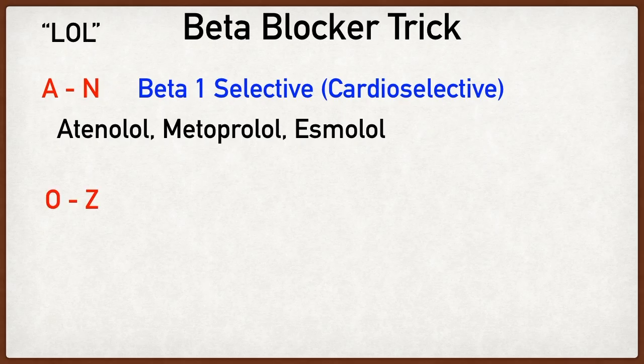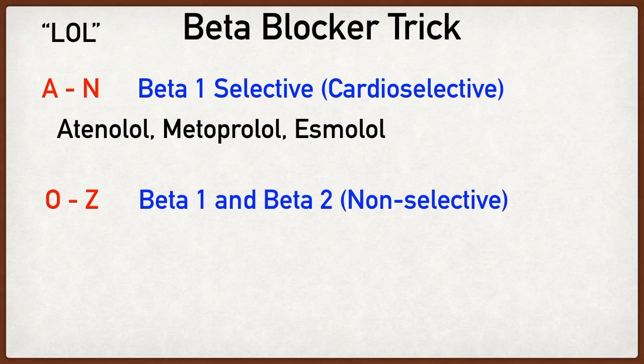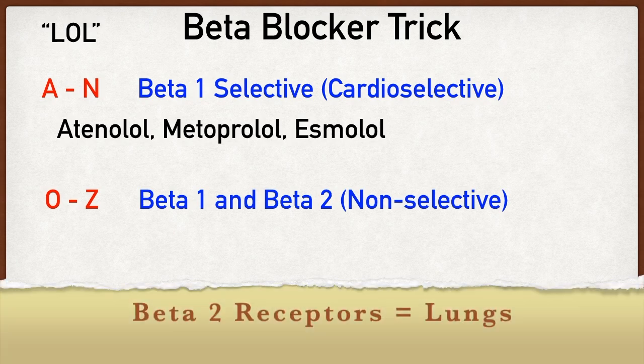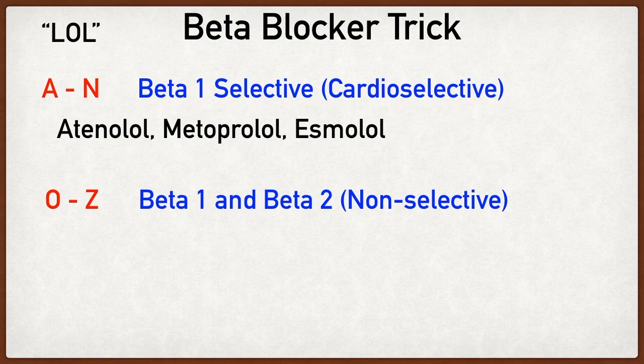Then we get to the beta blockers that start with the letters O through Z. Generally speaking, if a beta blocker begins with one of these letters, it's going to be non-selective for beta 1 and beta 2. And remember that one of the locations for beta 2 receptors is in the lungs. An example of a common non-selective beta blocker includes Propranolol.